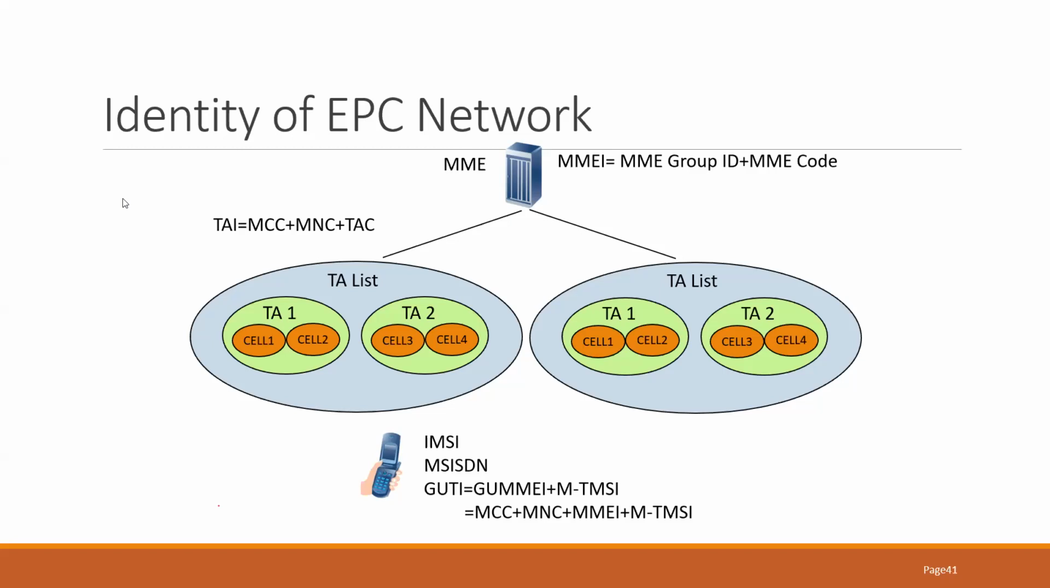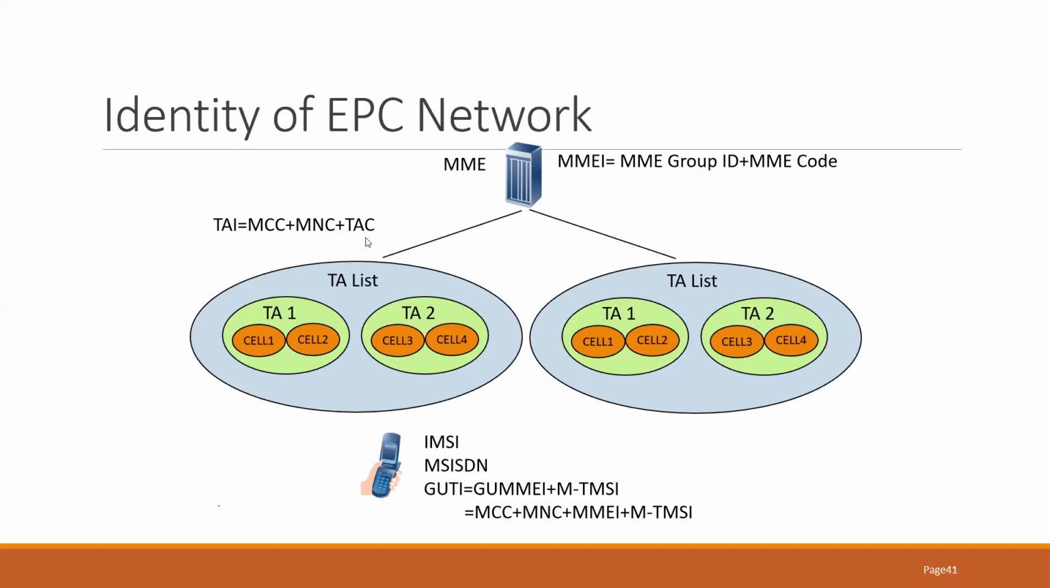So that information is updated at all times. That needs to be updated to the HLR periodically based on your periodic routing area or tracking area update. So the tracking area ID consists of MNC, MCC, and tracking area code.